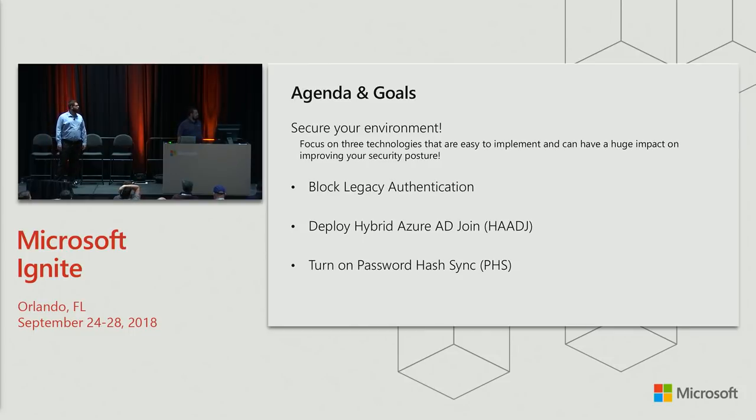The 3 topics today are blocking legacy authentication to our service, deploying a hybrid Azure AD join, and using it as part of your security posture and as part of your conditional access strategy, and then turning on password hashing.